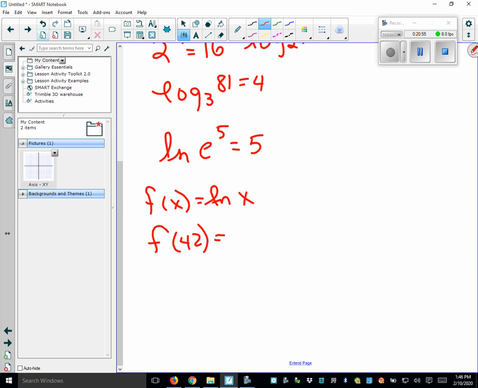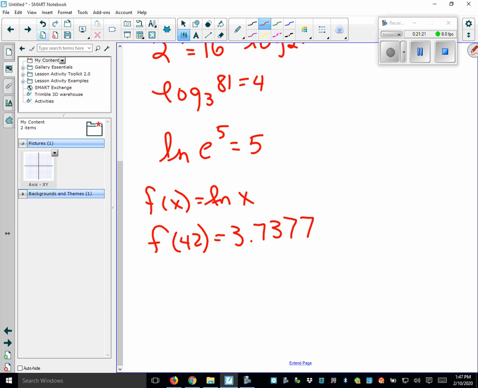Okay, if f of x is ln of x, what is f of 42? Are you all listening or talking? 3.7. It's 4 places, it's what? 3.7377. Right? Everybody's okay with that?